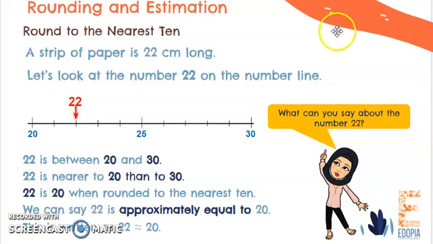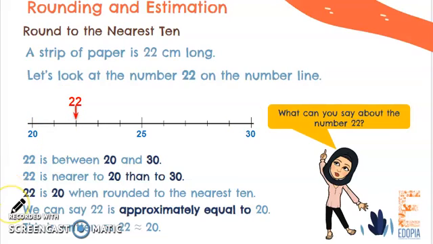Round to the nearest 10. Let's learn through an example. A strip of paper is 22 centimeters long. Let's look at the number 22 on a number line. So here we have 20, 25, and 30. The number 22 is between 20 and 30. But is this closer to 20 or 30? Well, yes, this number 22 is closer to 20.